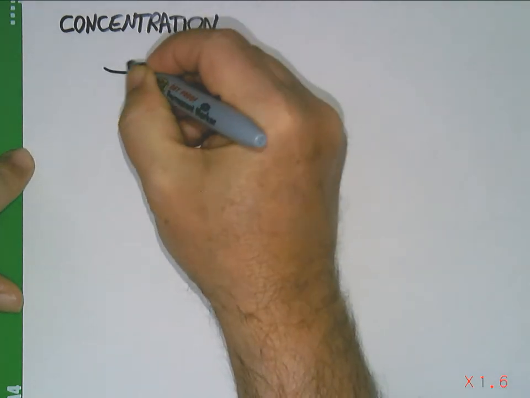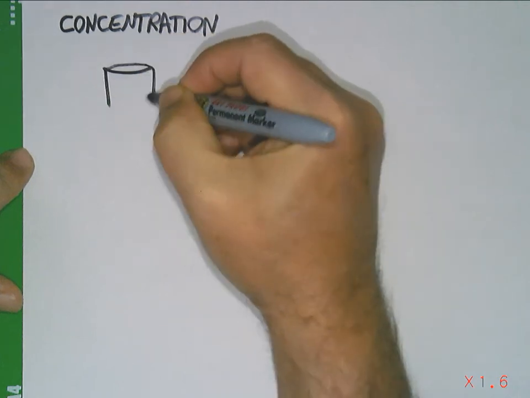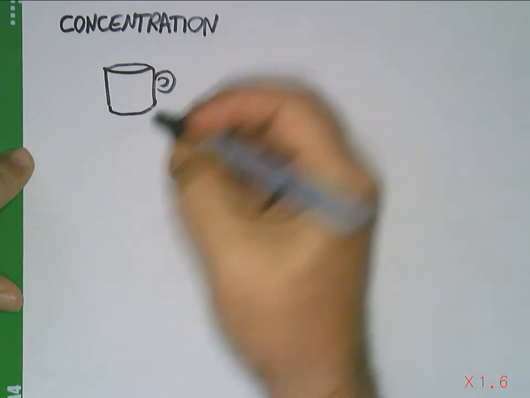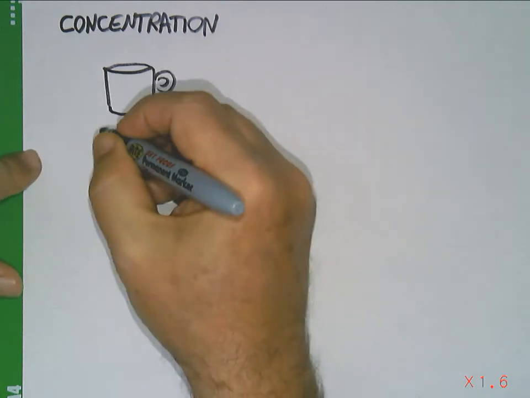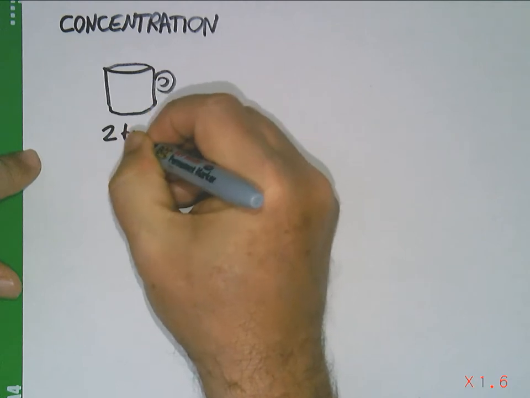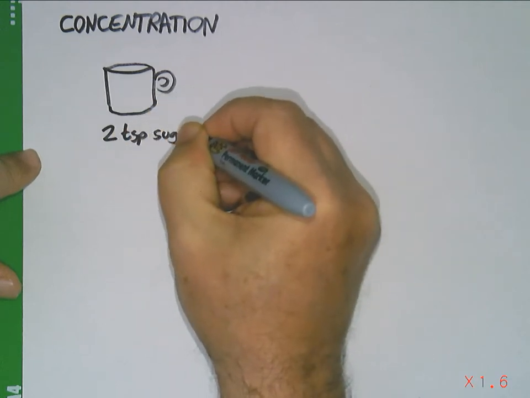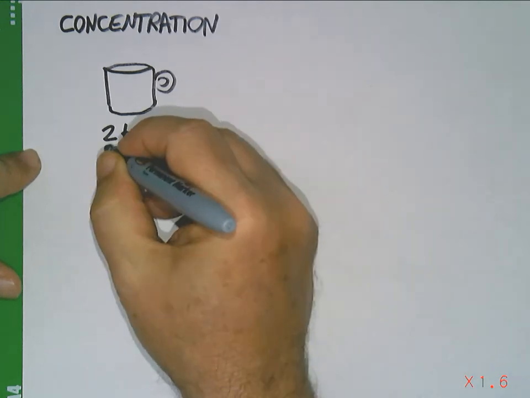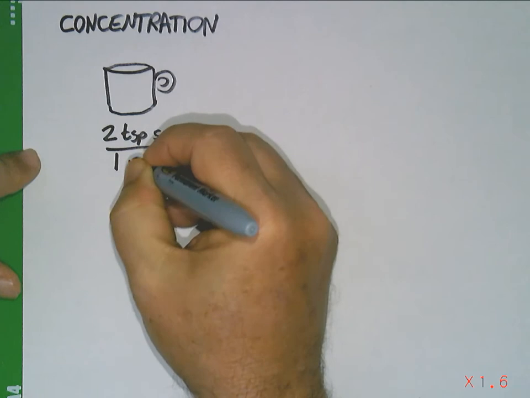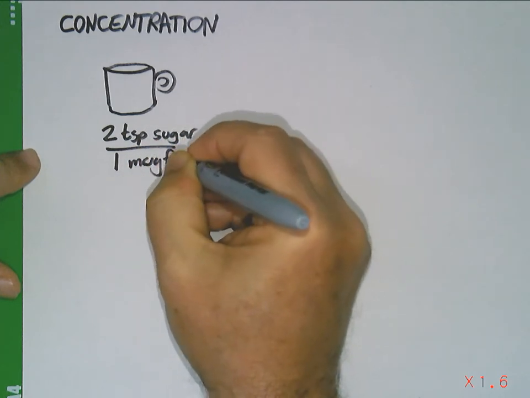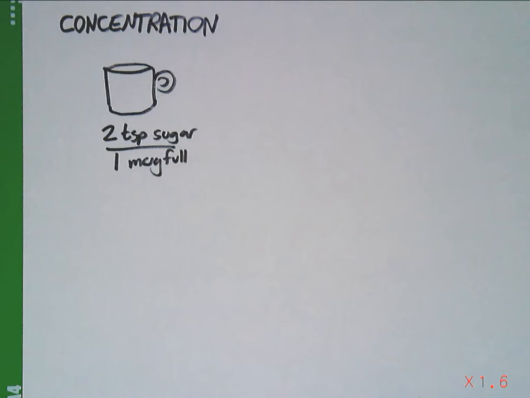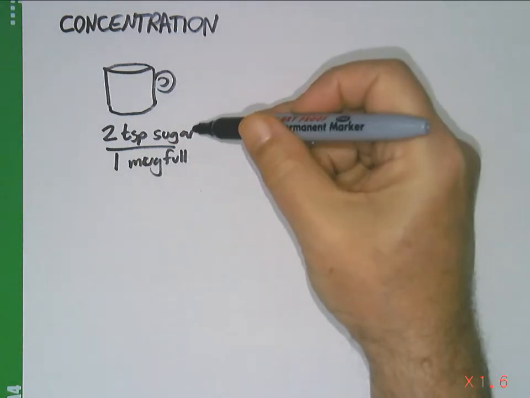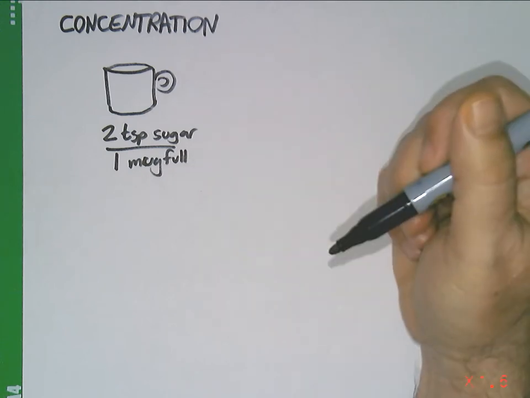If you drink coffee, say, you like your coffee probably a certain way. You might like 2 teaspoons of sugar for every mug. One mug full of coffee, okay? Now that's a concentration because it's telling you the amount of something that's dissolved in a mug full of coffee.